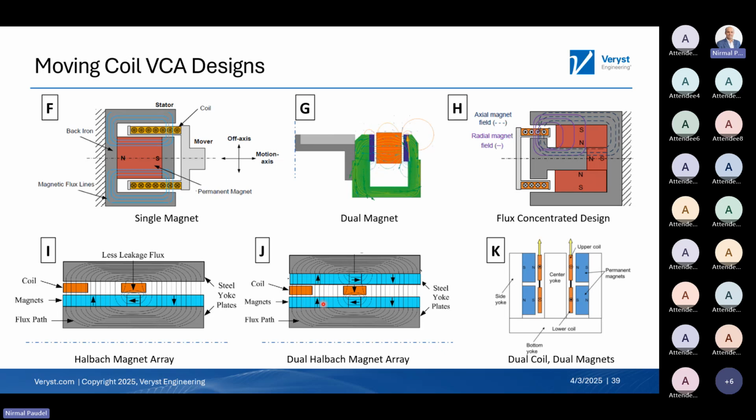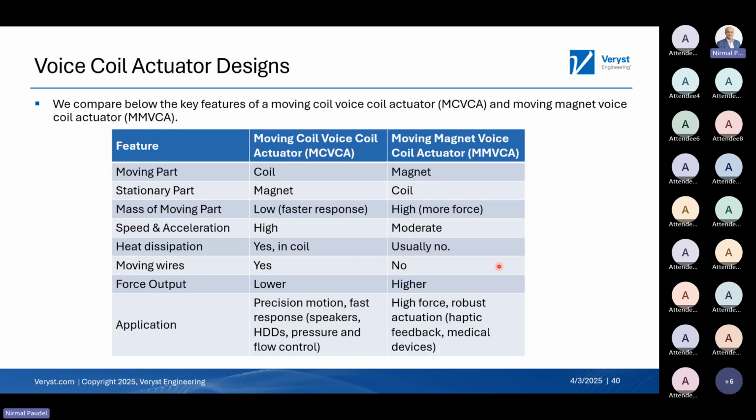With more combinations, you can also have magnets on both sides so that you have more uniform flux in the space where the coil is sliding or oscillating. It's called the dual Halbach configuration. And then we have a dual coil, dual magnet configuration, as you can see in configuration K. So basically, there are different combinations, but why do people choose one versus another? The moving part of the moving coil has less mass. When the coil has less mass, it has a faster response compared to the moving magnet.